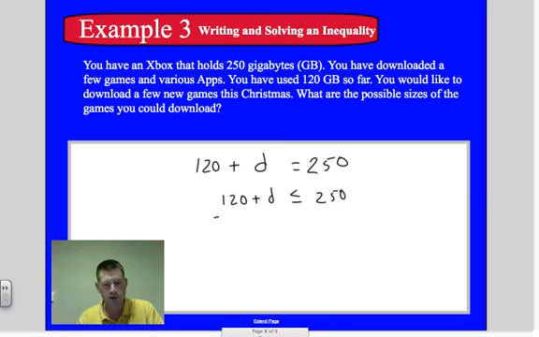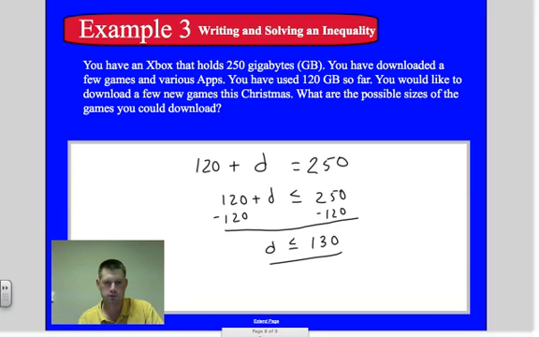So now all you have to do is subtract 120 from both sides, just like before, and D is less than or equal to 130. So there would be our solution, 130. And again, you could check that. So what happens if we used only 40 more? You would have 160 is less than 250. So you just pick a number out and set that up.